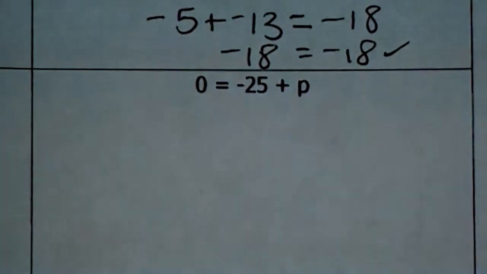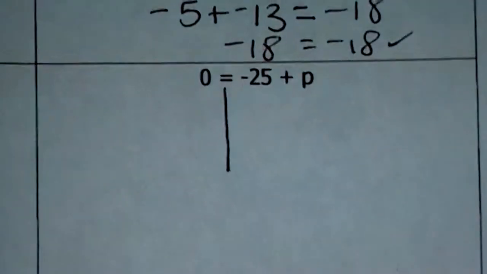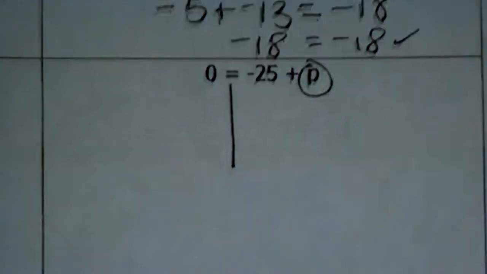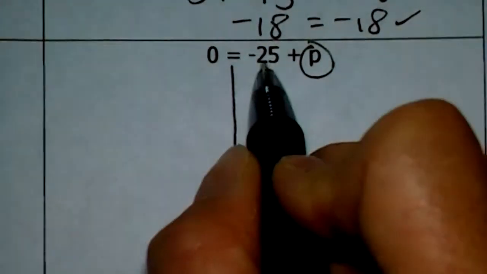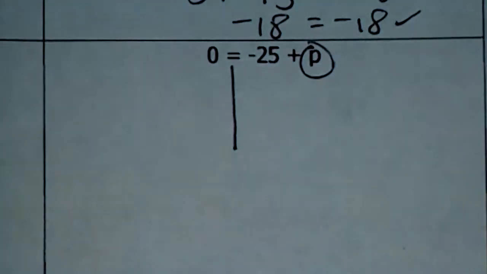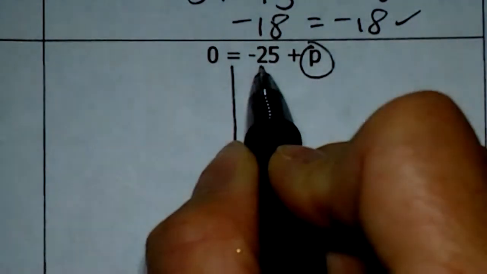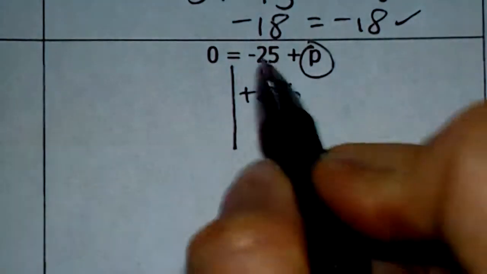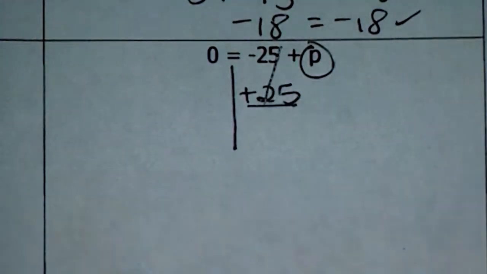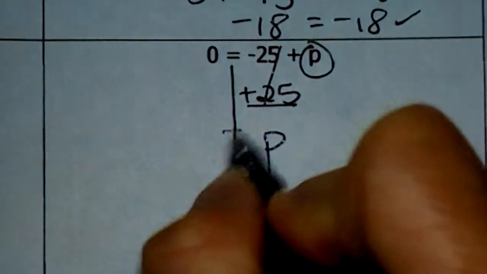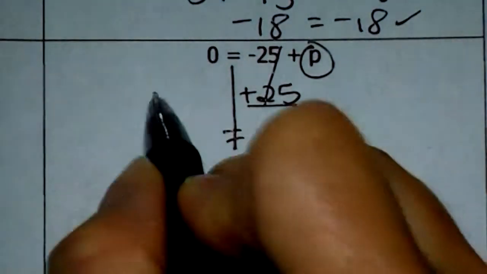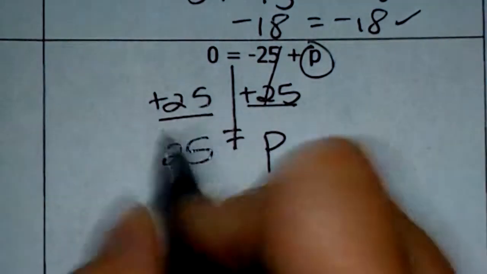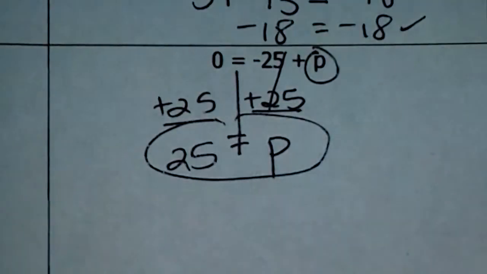All right, next one, draw your line. Here's P. I want to get P alone. I know that sounds so funny, doesn't it? Right now, negative 25 is being added to P. To cancel out that negative 25 so that P can be alone, I'm going to add 25 because a negative 25 plus a positive 25 are gone. So there, P is alone. Since you added 25 to this side, we're going to add 25 to this side, and 0 plus 25, yes, it's 25. So 25 equals P.